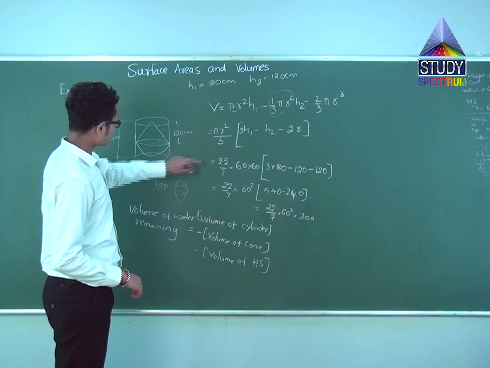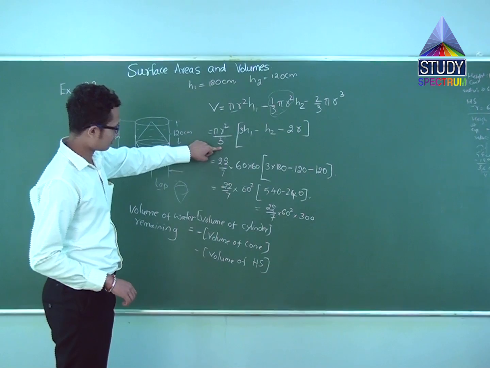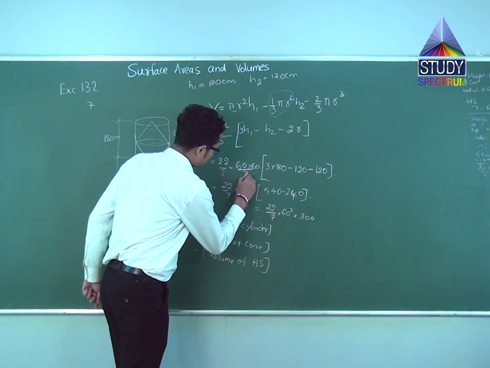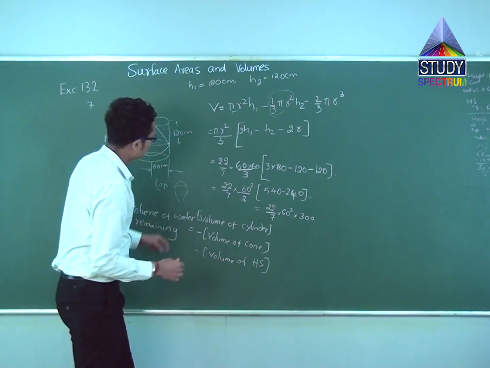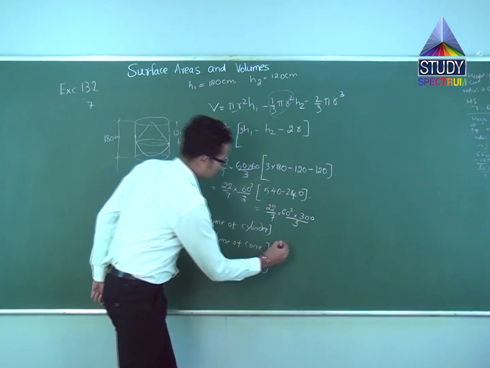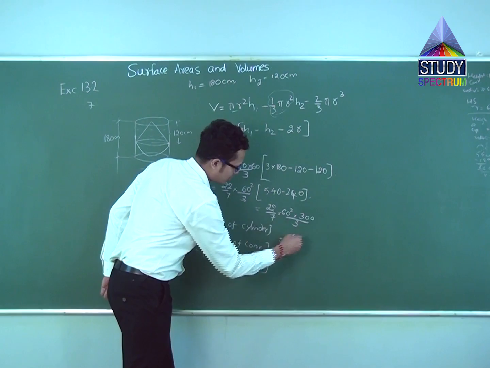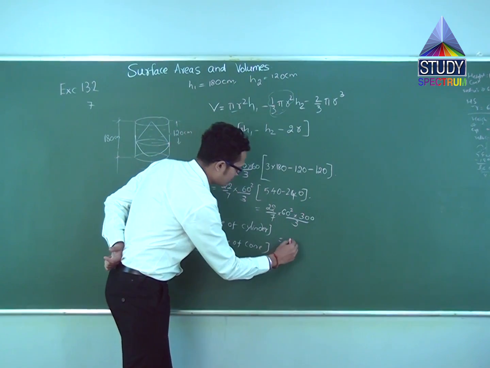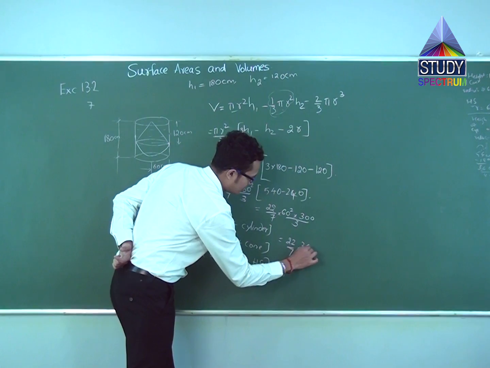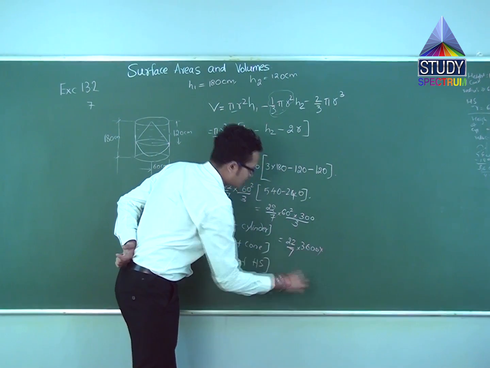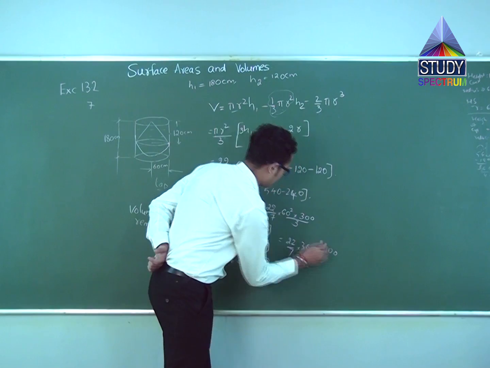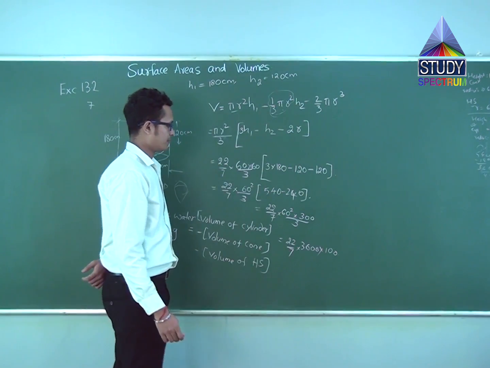So pi r square by 3. So divide that by 3. This was left out. This is equal to 3 times 100 gives me 300. 22 upon 7, which is 3600 multiplied by 100. 60 square is 3600.